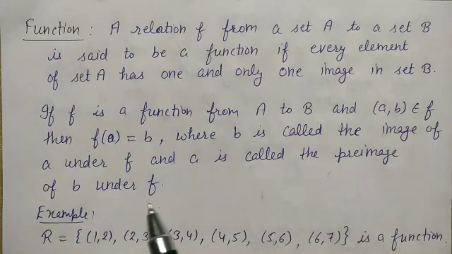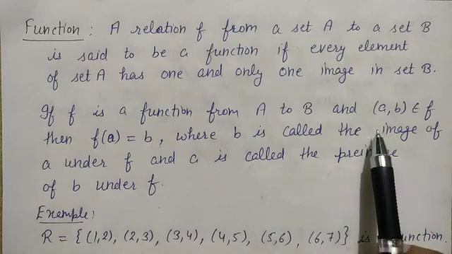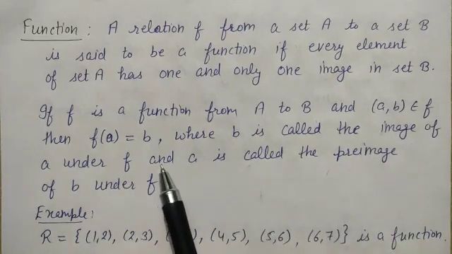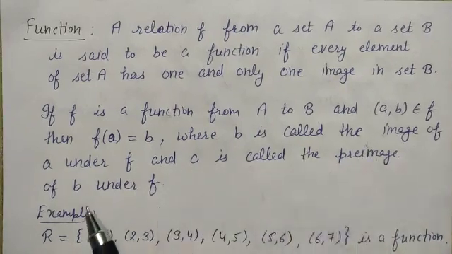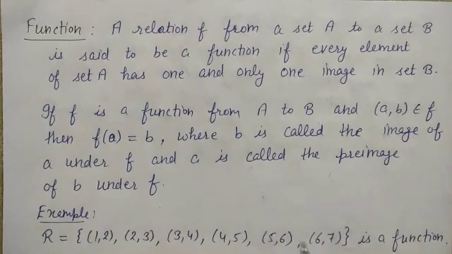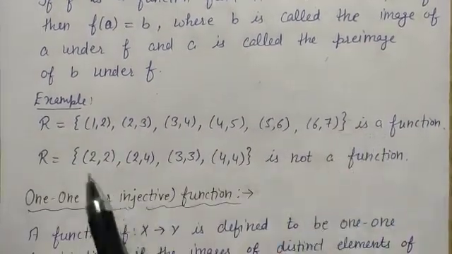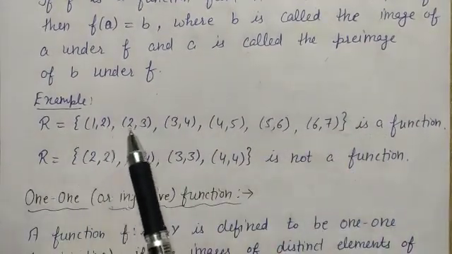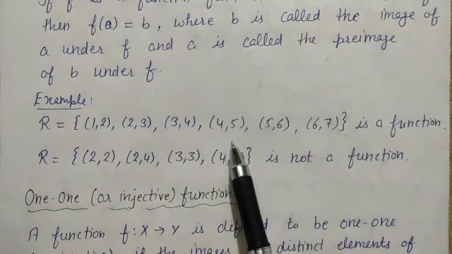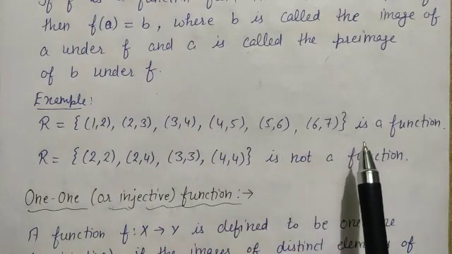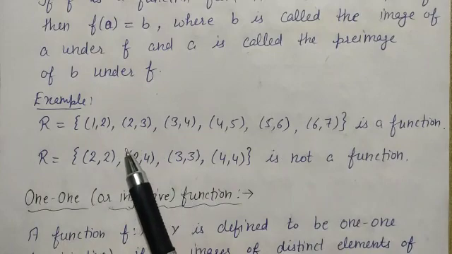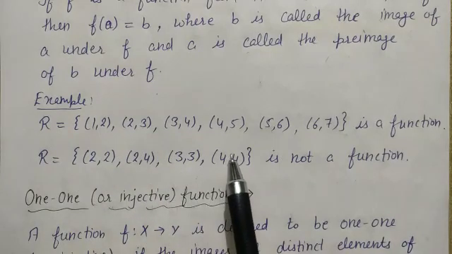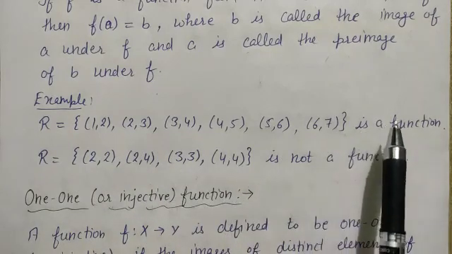If f is a function from A to B and (a, b) belongs to f, then f(a) = b, where b is called the image of a under f and a is called the pre-image of b under f. Now, example: relation = {(1,2), (2,3), (3,4), (4,5), (5,6), (6,7)}. Here every element has one and only one image, so this relation is a function.